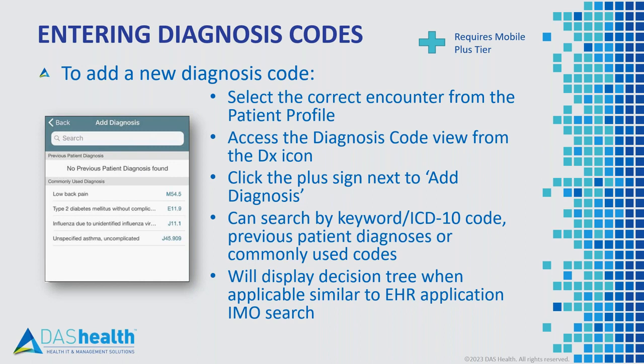They can also choose from a list of previous diagnosis codes for this particular patient, as well as a list of commonly used codes. So it just depends on what they're looking for this particular encounter. Similar to what we see in the EHR, if a more generic keyword is searched, or even an ICD-10 code, that just requires a little more specificity. A decision tree will be displayed for the provider, and then they can go through those options to narrow down to find that appropriate diagnosis code.